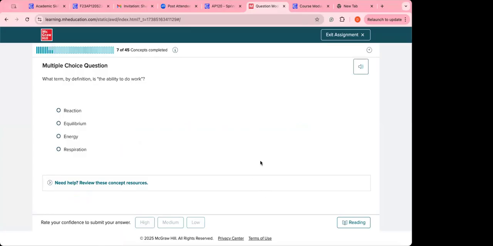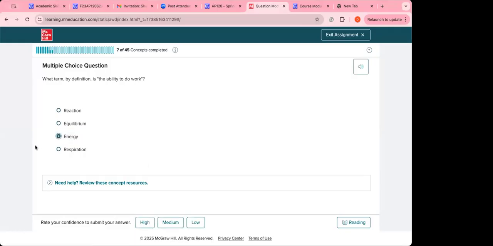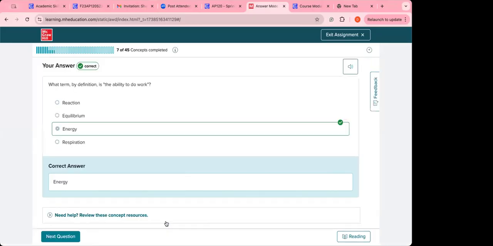Okay. What term by definition means the ability to do work? Reaction, equilibrium, energy, or respiration? I think energy is the ability to do work. When you have energy, you can work. When you don't have energy, you can't do work.